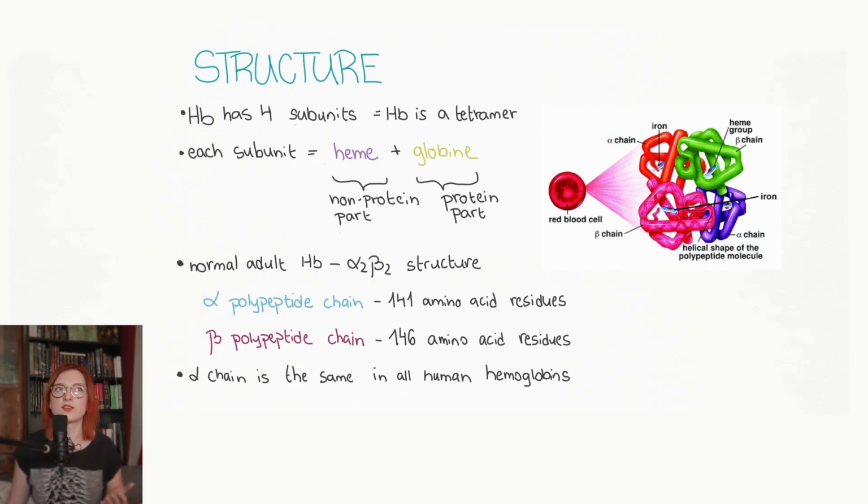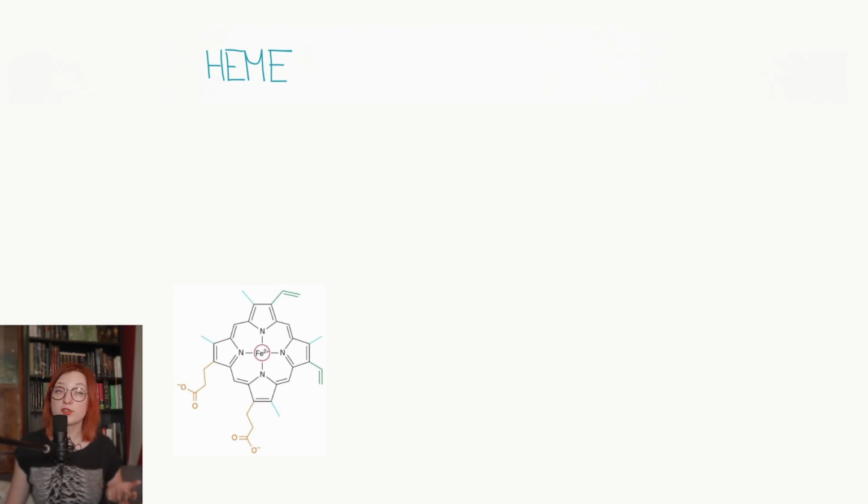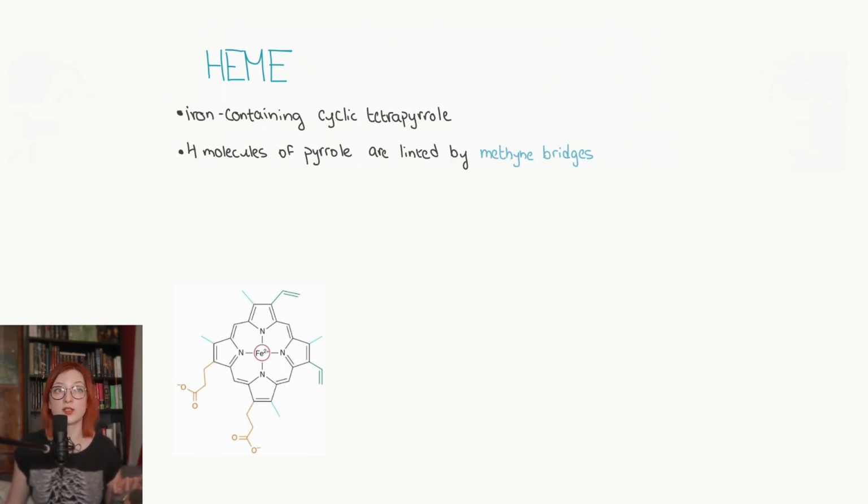Now you can see the structure of the heme. Heme is a prosthetic group of hemoglobin. It is an iron-containing cyclic tetrapyrrole. One heme group can bind 1 molecule of oxygen. As you can see in the picture, the ferrous form of iron is in the center of tetrapyrrole. 4 molecules of pyrroles are linked by methane bridges.